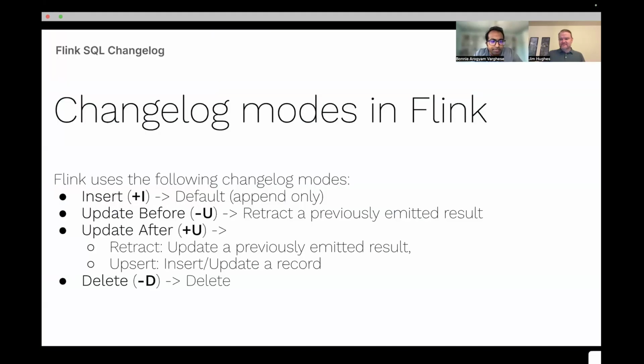Thanks, Jim. So let's talk about changelog modes in Flink. Flink uses four types of changelog modes: insert, update before, update after, and delete. By default, whenever you create a table, the default mode is insert. You can also specify retract or upsert mode if you're dealing with updates. Each one has a notation: plus I for insert, minus U for update before, plus U for update after, and minus D for deletes.